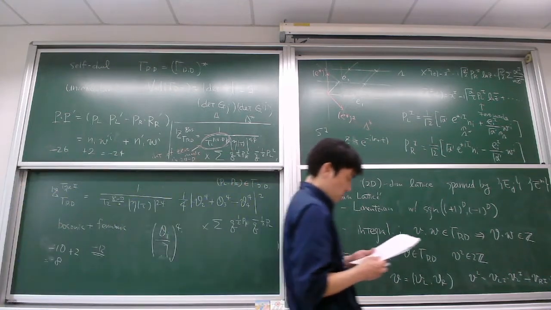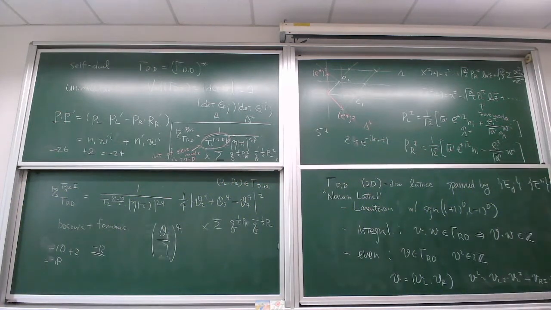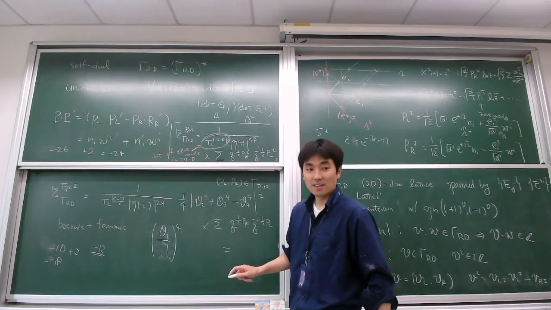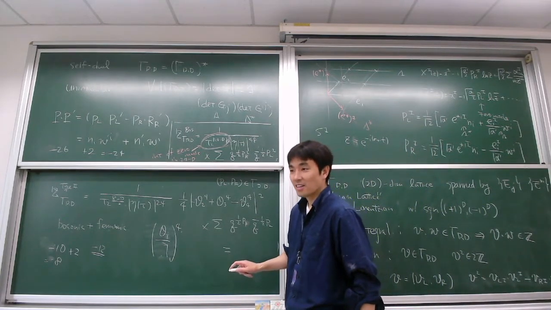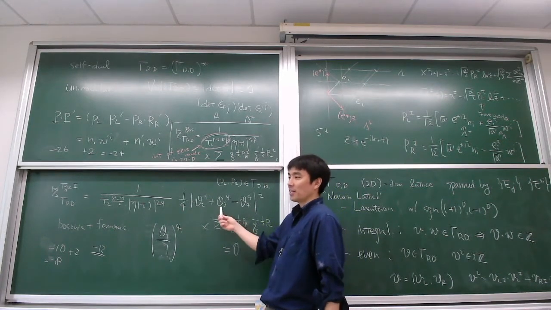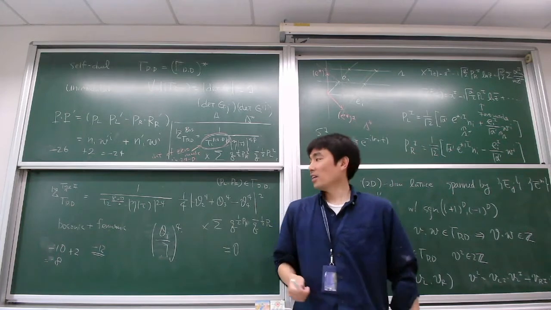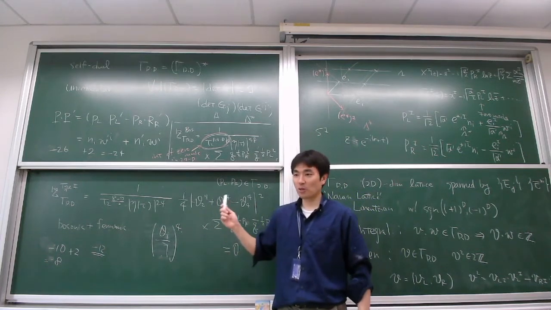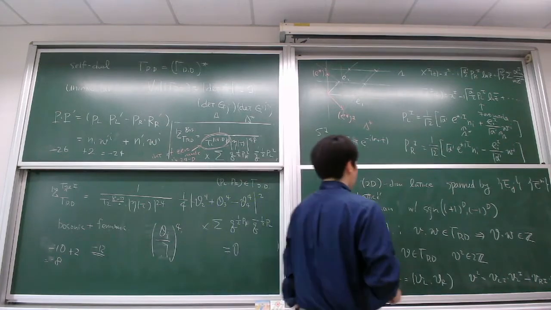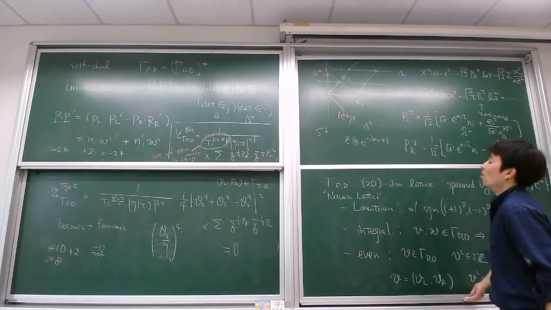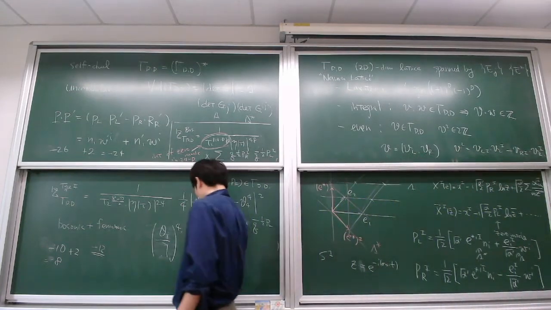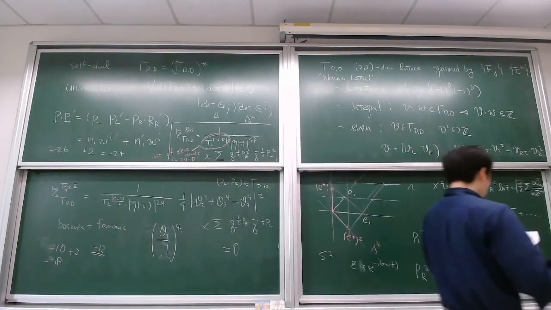Okay, and then of course this is equal to what? Zero, because of the Jacobi identity. Okay. And it's required to be 0 because of supersymmetry. Good. Okay, so let's move on.